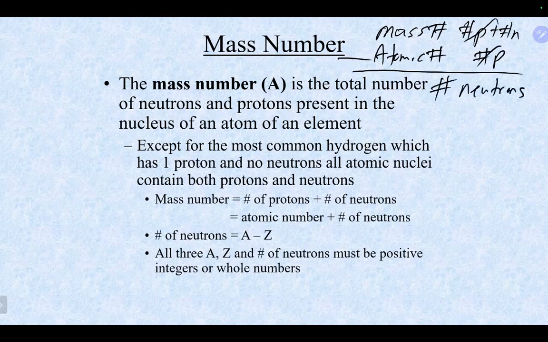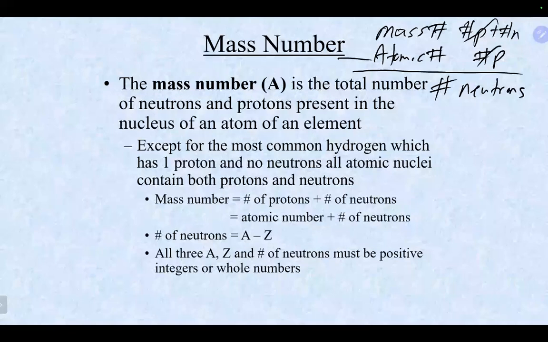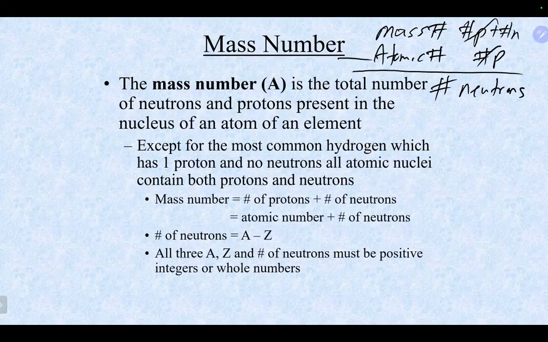So the way that you could figure out the number of neutrons is to take the mass number minus the atomic number, and that will give you your number of neutrons. Now, all three of those things, when you're asked to calculate the atomic number, the mass number, or how many protons, electrons, or neutrons you have, should be positive whole numbers.